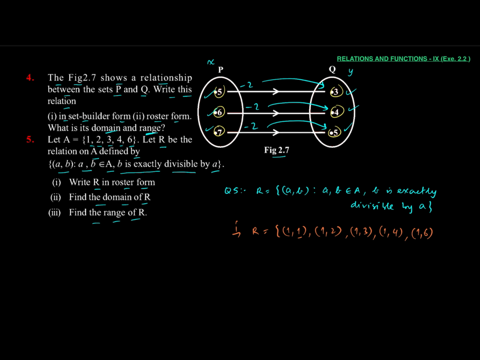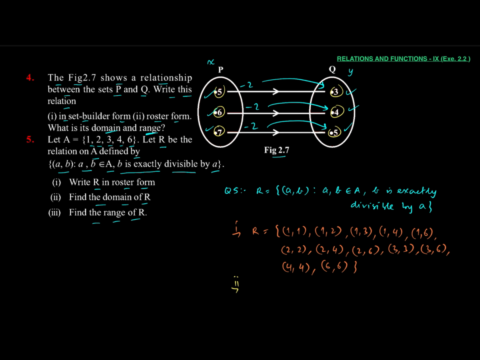Here each of the second element is divisible by the first element. The next element will be 2 comma 2, as every number is divisible by itself. The next element will be 2 comma 4, and the next one will be 2 comma 6. Similarly, we have 3 comma 3 and 3 comma 6. The next one will be 4 comma 4, and the last one will be 6 comma 6. So this is how this relation can be represented in roster form.